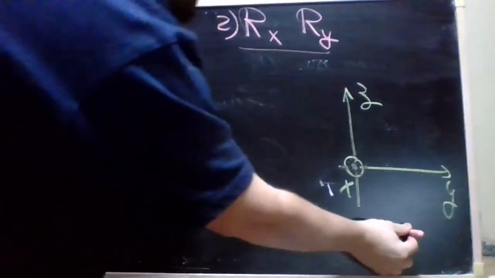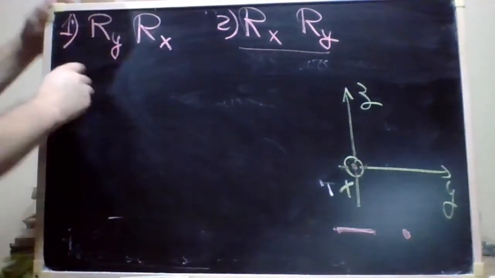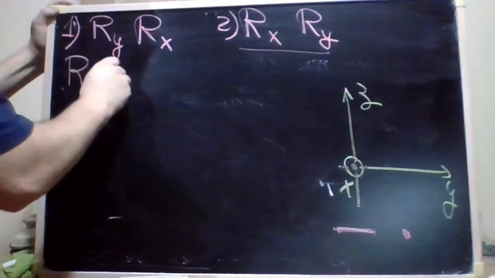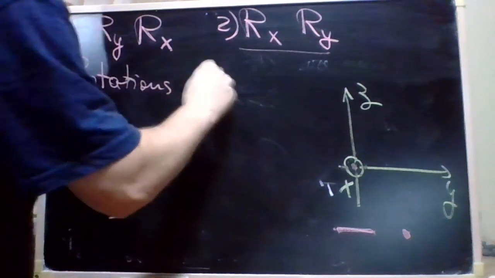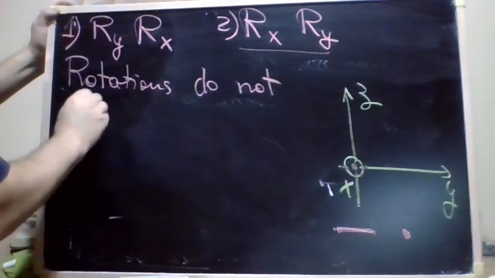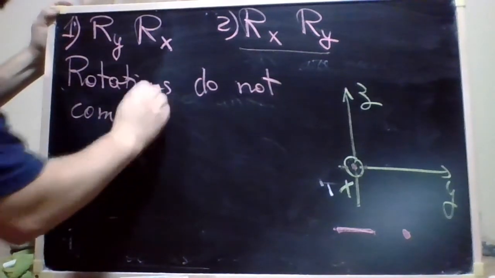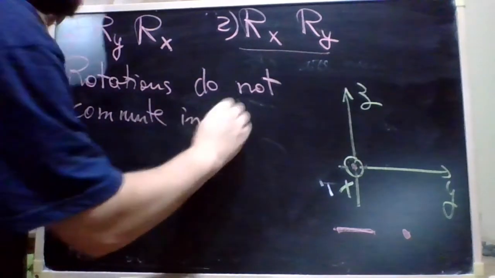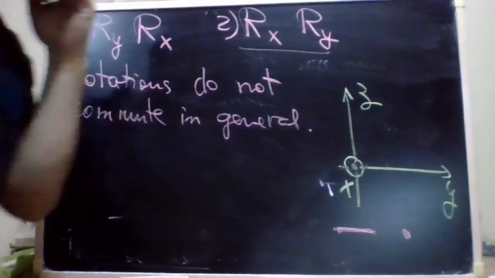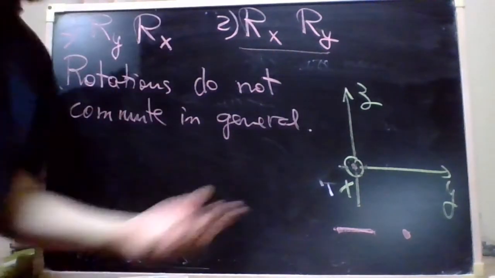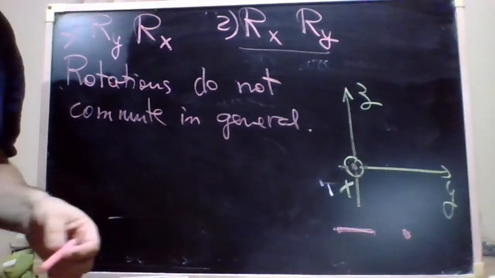All right. So clearly, rotations do not commute in general. There is one exception, which is two rotations about the same axis.